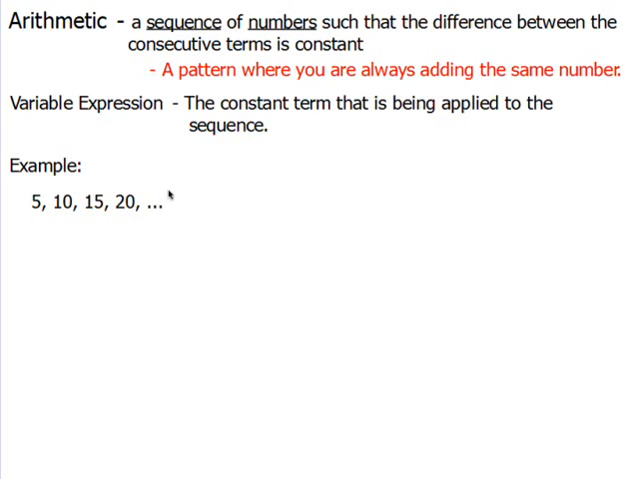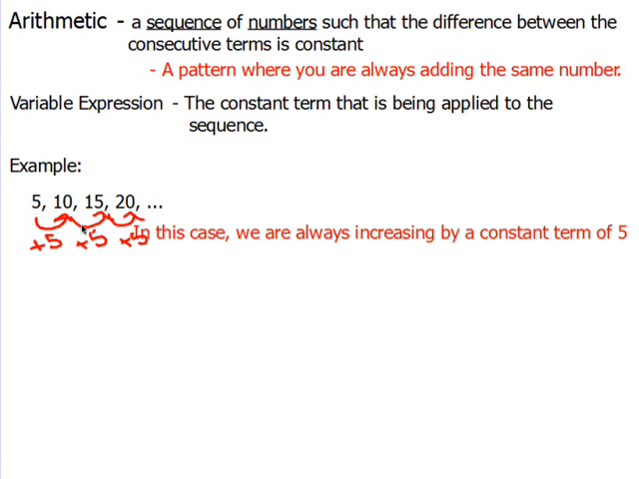So let's take a look at this example. First thing you need to do is figure out what these are increasing by. Since we said it's arithmetic, we know that we're going to be adding something. So you have to ask yourself, how did I get from 5 to 10? You should know that we added 5. Right? How did you get from 10 to 15? Added 5 again. Okay, 15 to 20. Same thing, added 5.